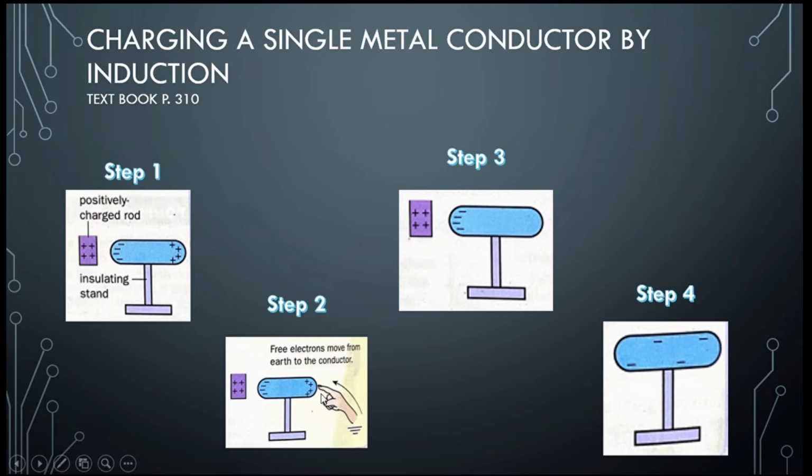This neutralizes the positive charges on that end of the conductor. Step 3. With the glass rod still in place, remove your hand from the conductor. This stops the earthing process. Step 4. Remove the glass rod, and now the negative charges redistribute themselves throughout the conductor. The conductor is now negatively charged.